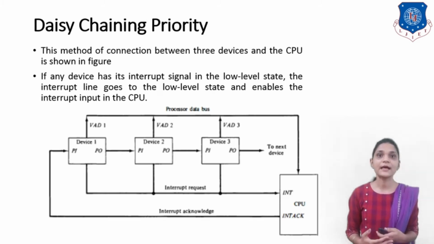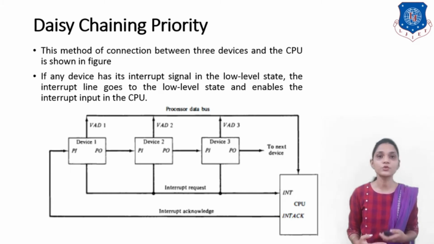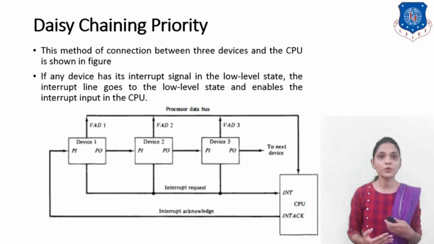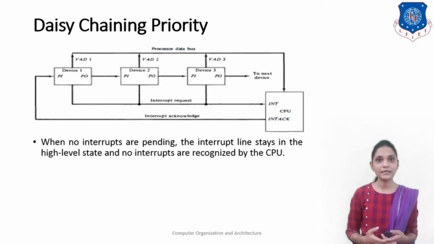If any device has its interrupt signal in low level state, the interrupt line goes to the low level state and enables the interrupt input to the CPU. Here we have used three devices, 1, 2 and 3, connected by daisy chaining with the CPU, which receives an interrupt request signal from these devices and provides acknowledgement by the interrupt acknowledgement signal. When no interrupts are pending, the interrupt line stays in the high level state and no interrupts are recognized by the CPU.